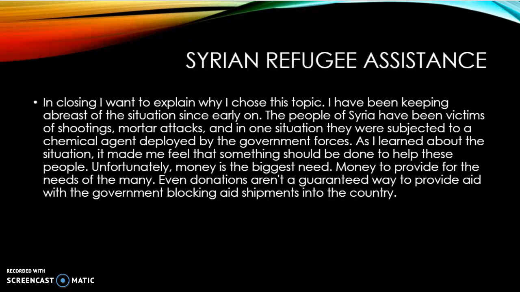Unfortunately, money is the biggest need. Money to provide for the needs of the many. Even donations aren't a guaranteed way to provide aid, with the government blocking aid shipments into the country.